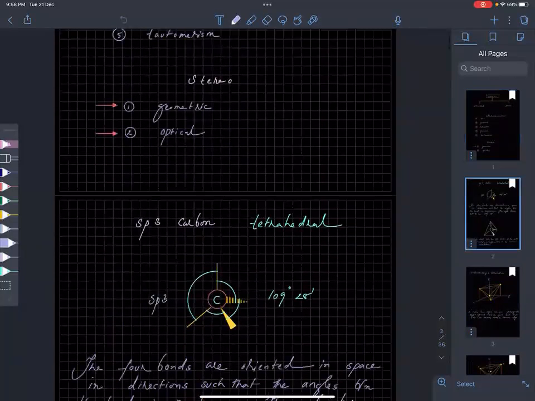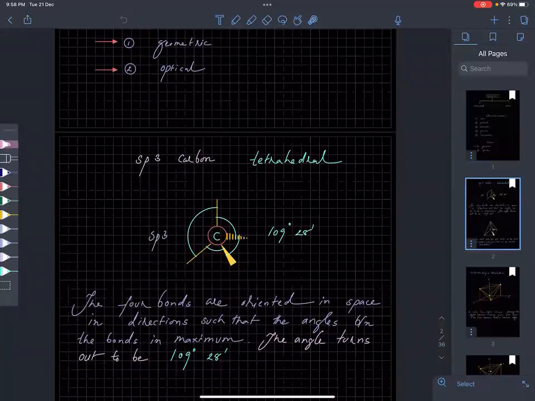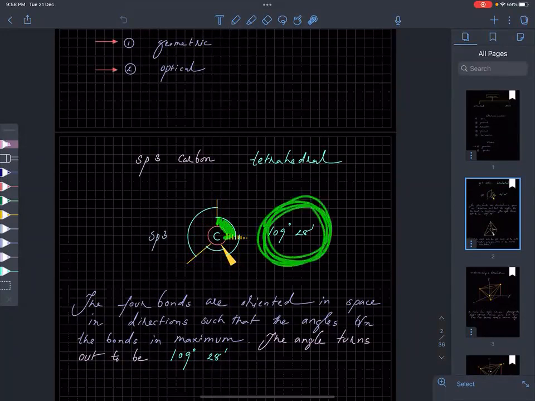So sp3 carbon has four bonds, and those four bonds are arranged such that the ends of those four bonds are vertices of a tetrahedron. You know what tetrahedron is? And the angle between any two bonds attached to carbon will be 109 degrees 28 minutes. And I'll prove this in some time. Just remember. Clear? So how many sp3 bonds does a carbon have? Four sp3 bonds.